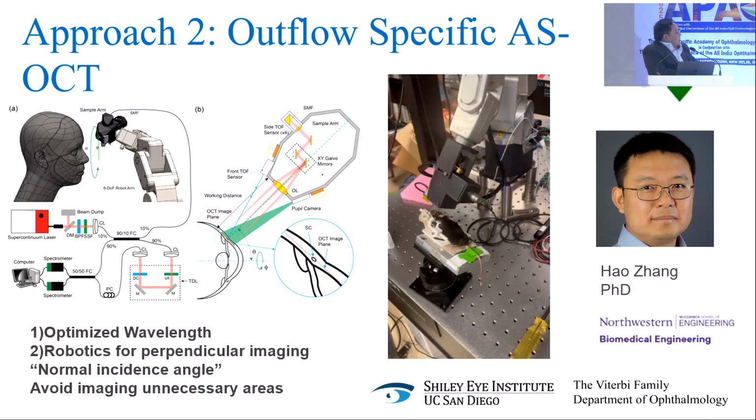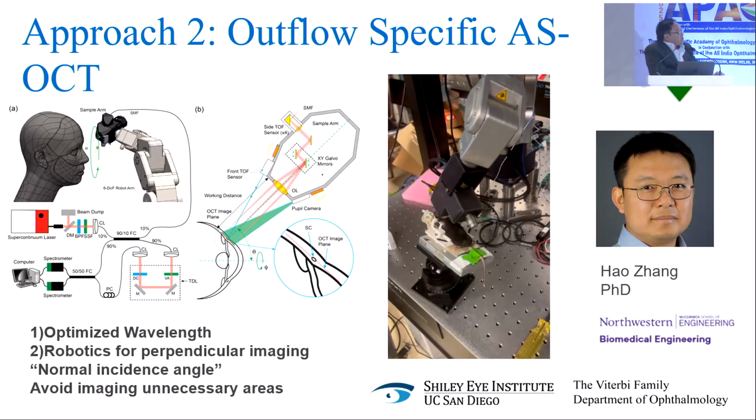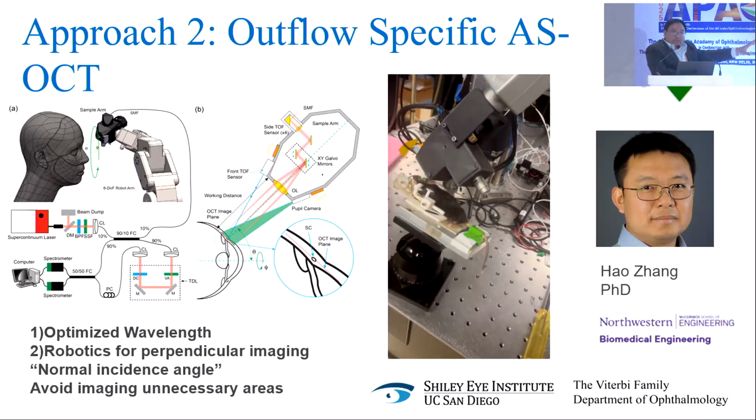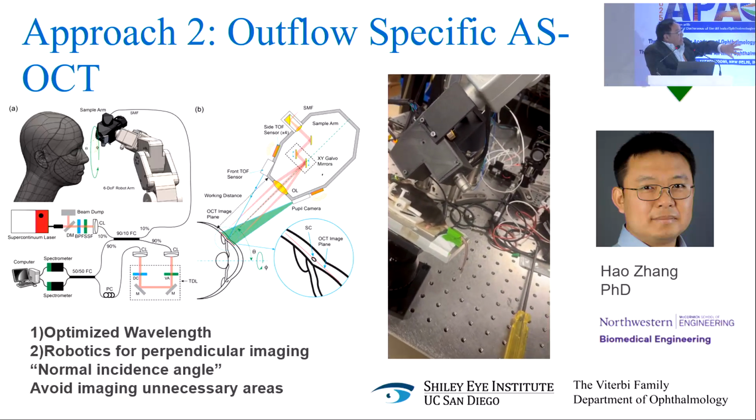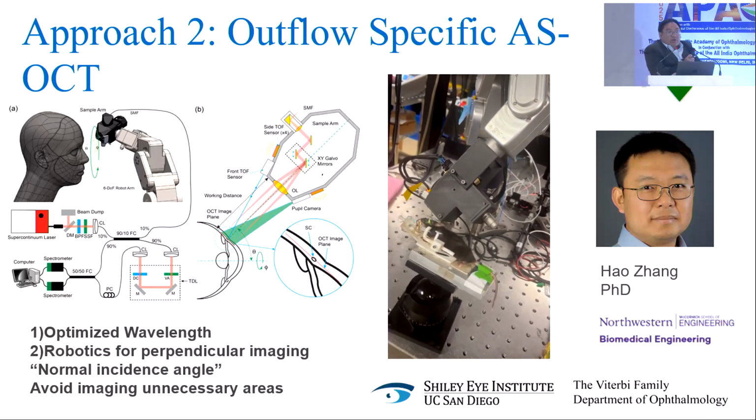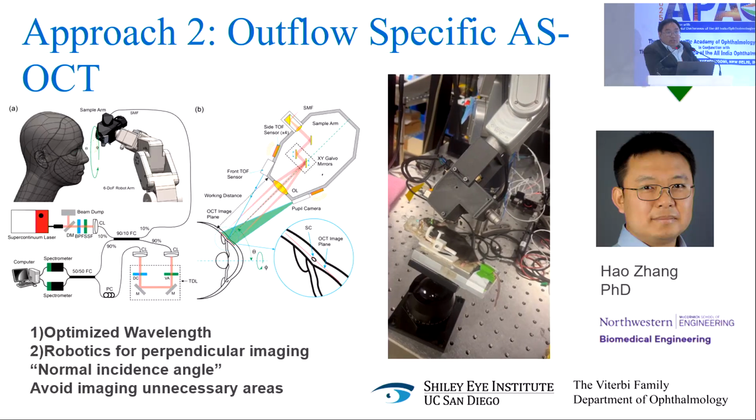The idea is that we need to optimize the wavelength and try to bring on board imaging that's perpendicular to the limbus for better results. I'll show you why on the next slide. To achieve this, basically it's a robot, or using a mouse obviously, to basically place the OCT and point it all the way around. Normal meaning perpendicular to the limbus.